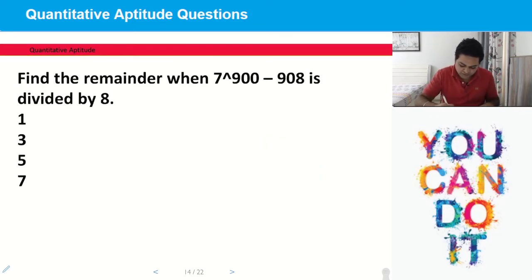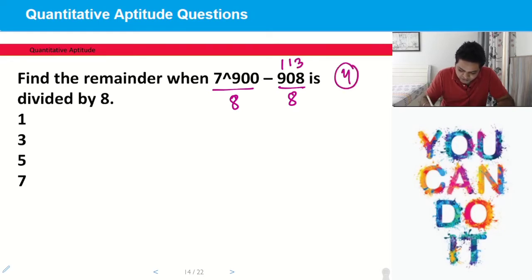Next is, find the remainder when 7 raised to 900 minus 908 is divided by 8. So you divide each part individually by 8. So you divide this thing by 8 and this thing by 8. If I divide 908 by 8, what is the remainder that you'll get? 8 1s are 8, 8 1s are 8, 8 3s are 24. So 4 is the remainder that we are getting.